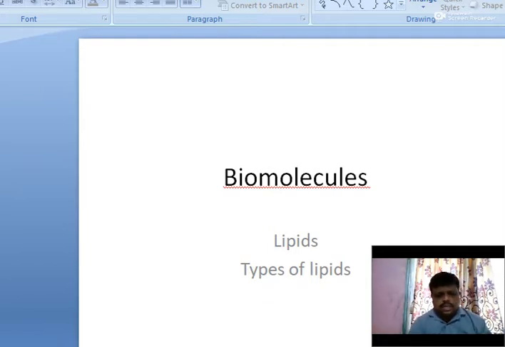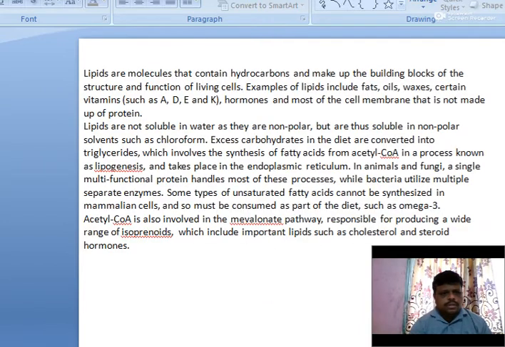Let us see the first slide regarding the definition of the lipids. Lipids are the group of substances with greasy consistency with long hydrocarbon chain containing carbon, hydrogen and oxygen. Lipid is a broader term used for the fatty acids and their derivatives. They are soluble in organic solvents like benzene, but lipids are insoluble in water.